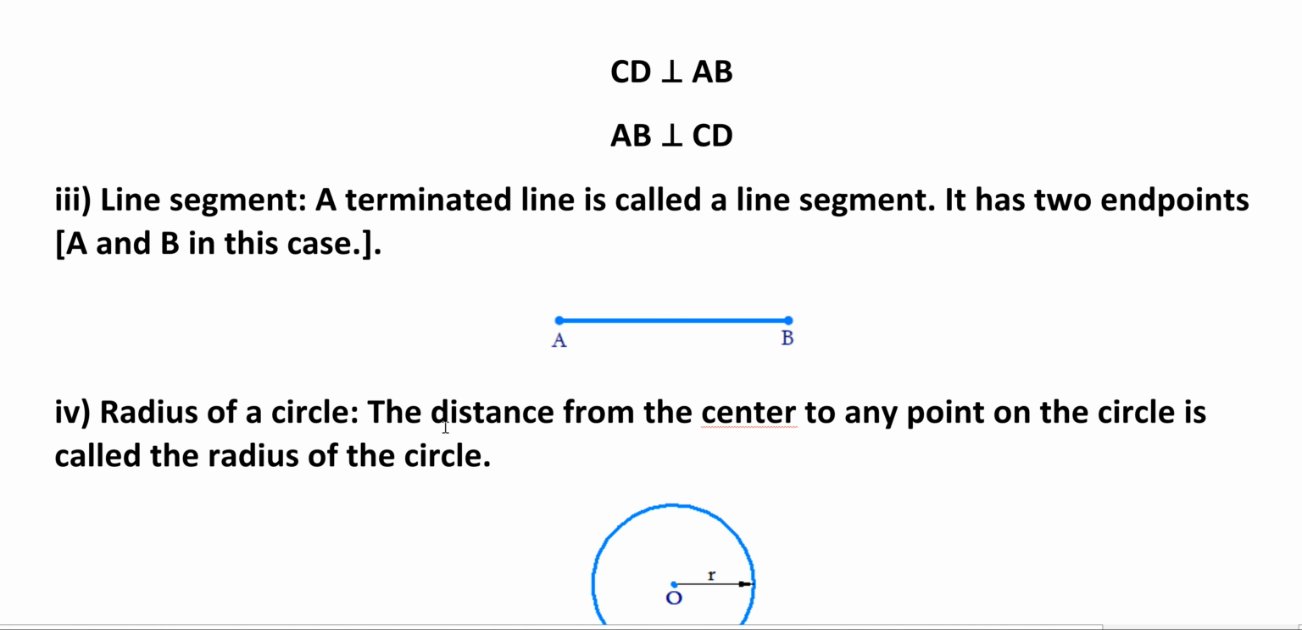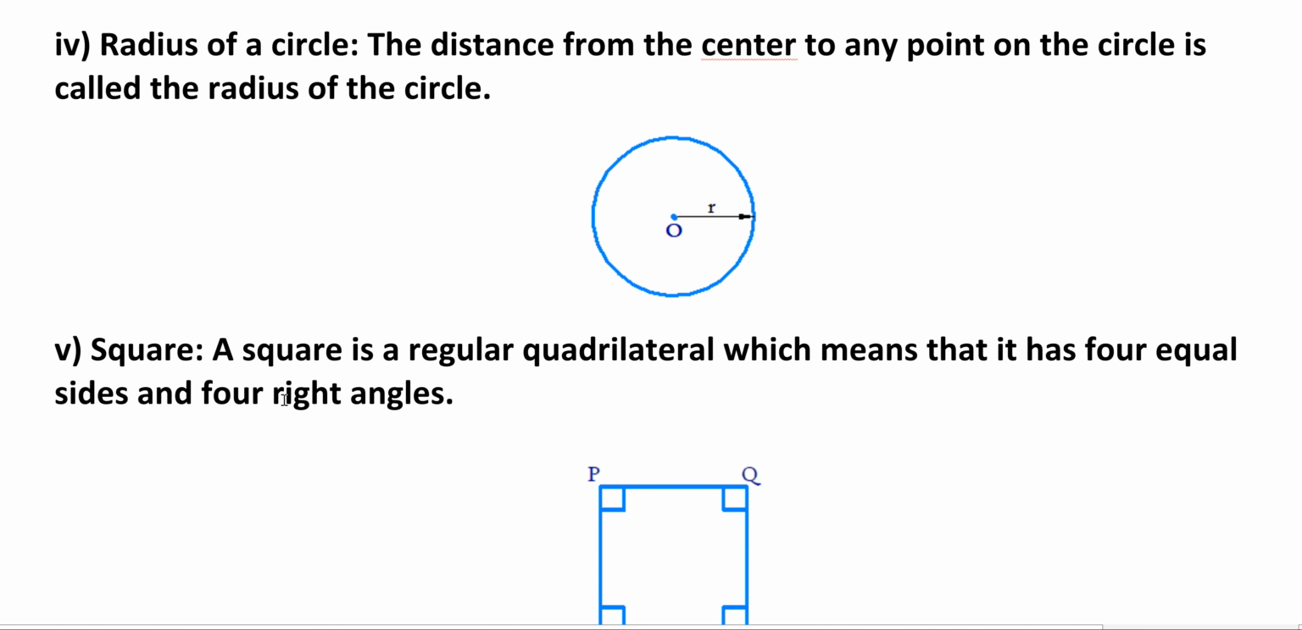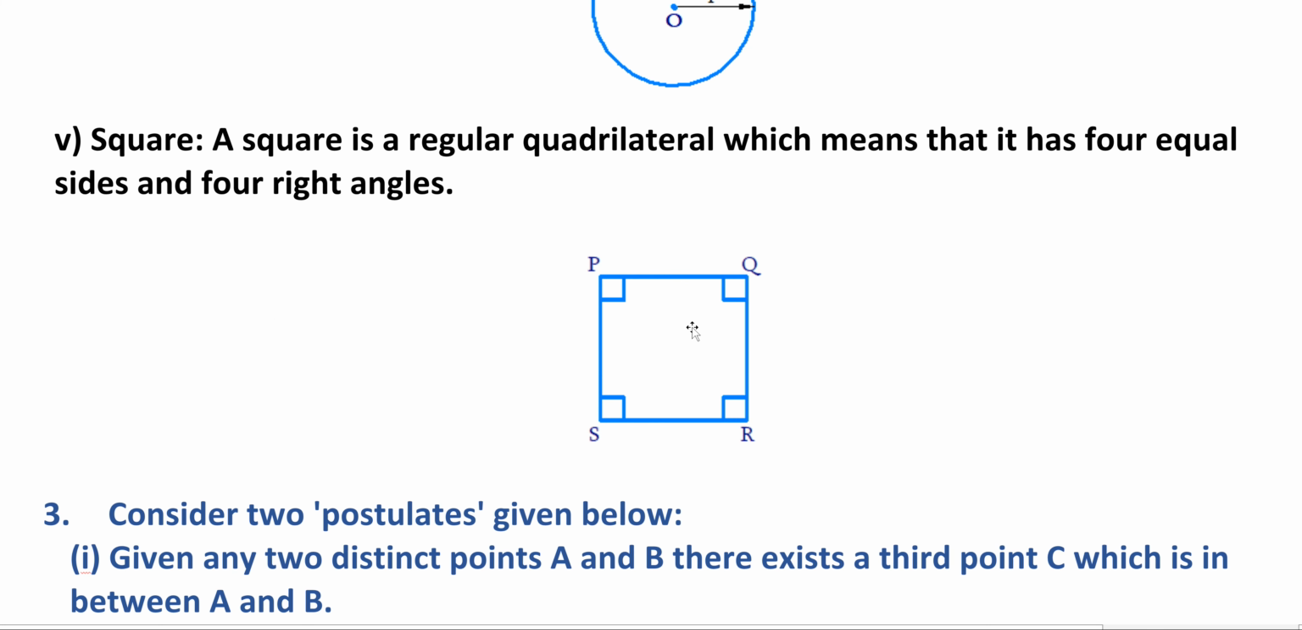Radius of the circle. The distance from the center to any point on the circle is called the radius of the circle. This is the radius, O to the circle. Square. A square is a rectangular quadrilateral, which means that it has four equal sides and four right angles. These four equal sides and four right angles make a square.